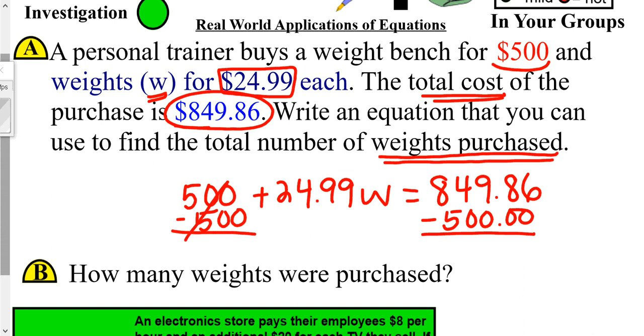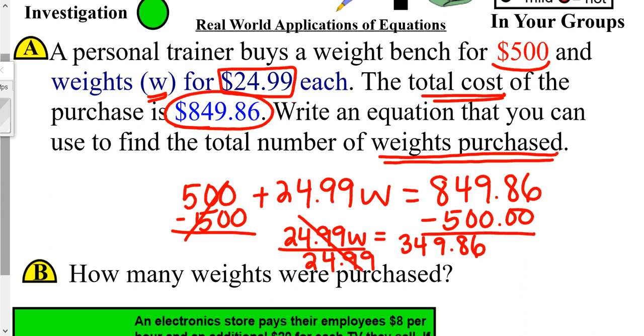Okay, bring down the 24.99, bring down your variable. Okay, that was $349.86. Sorry, we're running out of room. We have $24.99. Instead of multiplying, we are dividing. So we're going to do that to both sides. Bring down your variable, and you're going to be left with W equals 14.